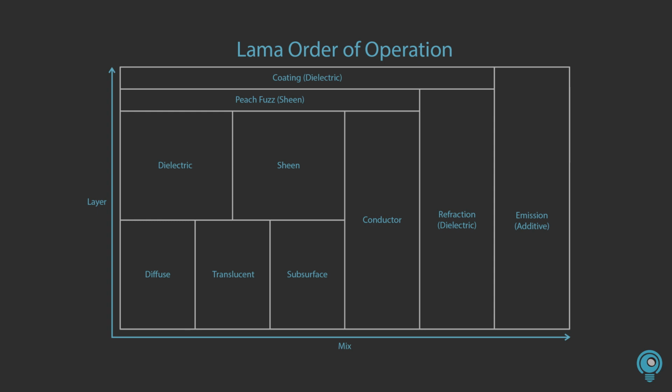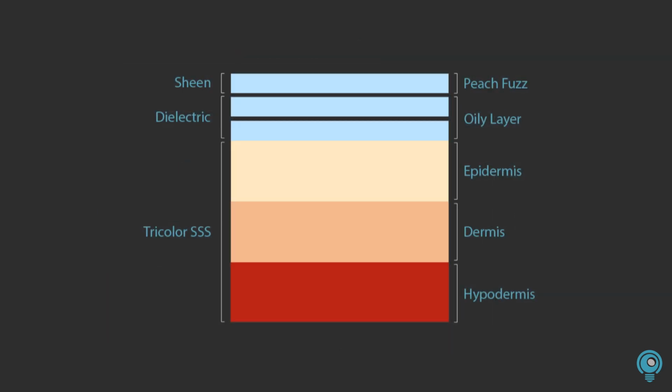On the left-hand side, you can see we have layer, which basically just means stack. So for example, we can stack a dielectric on top of a diffuse, and that way we can have a specular on top of our diffuse shading base color. We can gradually get more complex with this process and start layering multiple nodes on top of each other. So for example, with a skin shader, we'll start off with the subsurface, and then we'll have 2 layers of dielectric, and then a peach fuzz. So let's take a look at some working examples.